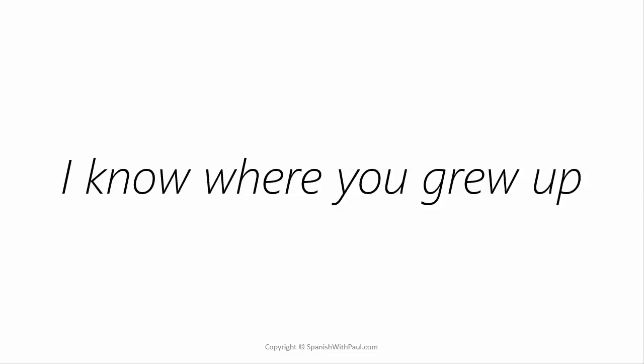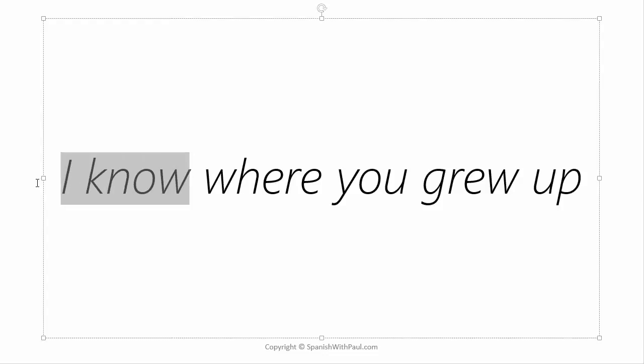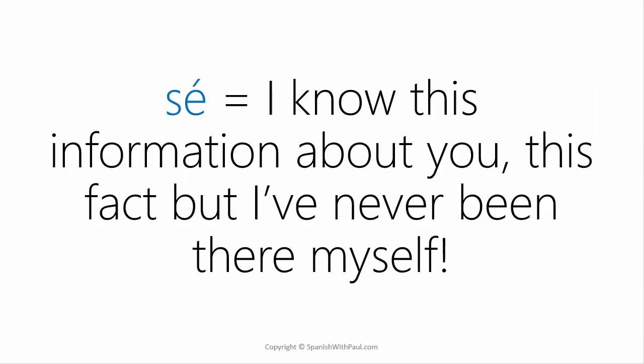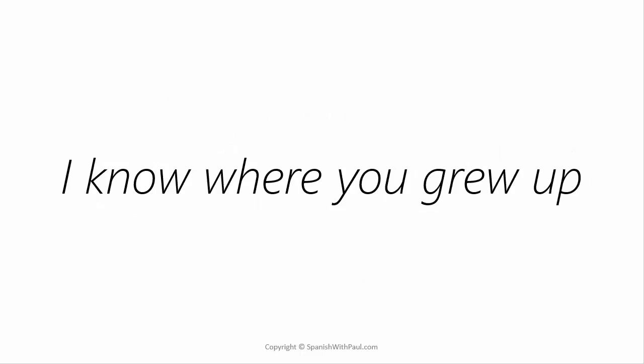Here we have, I know where you grew up. If I used saber here, in other words, sé for I know, then what I'm indicating is that I know this information about you, this fact, but I'm not indicating or saying that I've ever actually been there myself. I mean, I'm not familiar with, I'm not acquainted with the place, but I know this information about you, the name of the place where you grew up.